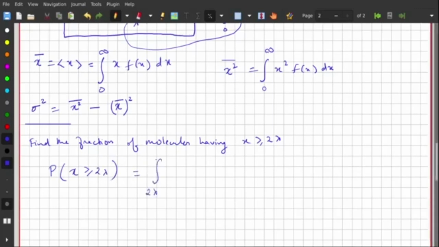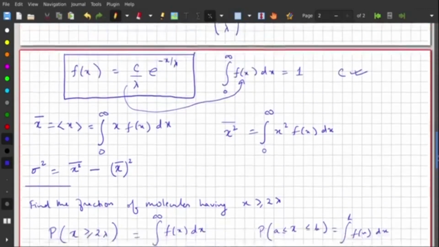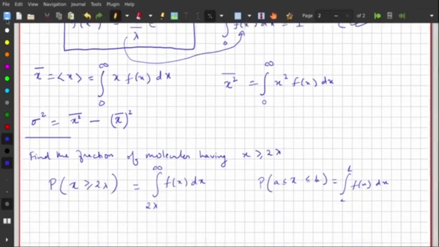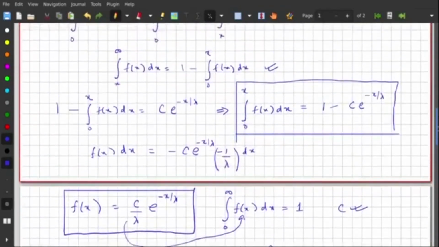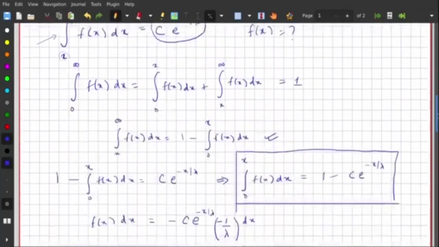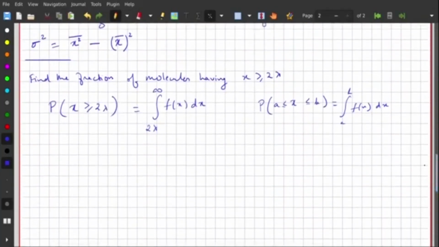the integral from 2 lambda, because x is greater than 2 lambda, to infinity of f of x dx. This is based on the fact that we discussed before, that the probability of x lying between a and b is given by the integral from a to b of f of x dx. That's how we solve these kinds of problems involving probability density functions. It's quite simple, as you saw; the standard procedure is the same.